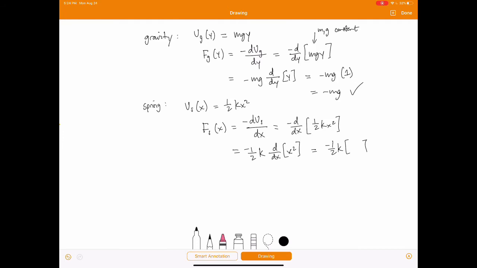So what I have is minus 1/2 times k. What's the derivative of x squared? Well, you bring the 2 out to the front, and then you reduce the power by 1, so that's just 2x to the first power. Or if we simplify that, 1/2 cancels with 2, so I just have a negative sign, and then k times x, which again is the original force that we started with, so this does work.